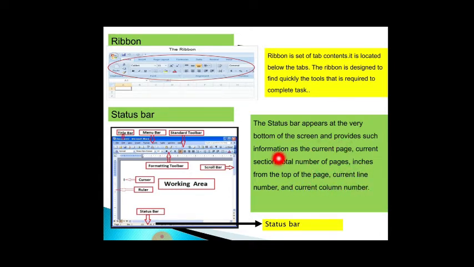So it provides information such as the current page, that is, the page number you are using right now; the current section; the total number of pages, how many pages there are in the document and which one you are on; inches from the top, how much of the ruler you have taken; the current line number, what line you are on; and the current column number. It includes the column number as well as the line number. You can just see it down here.